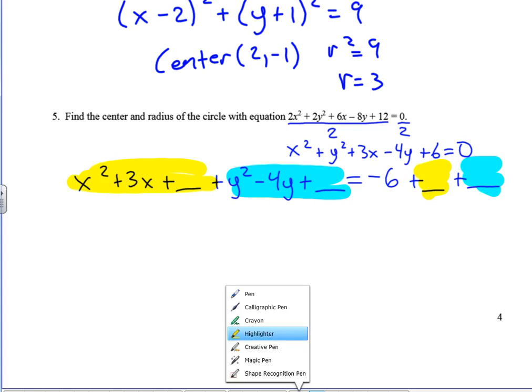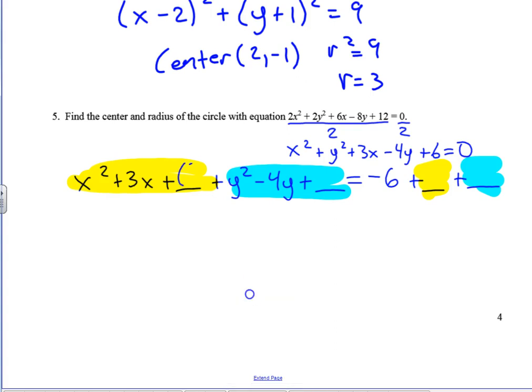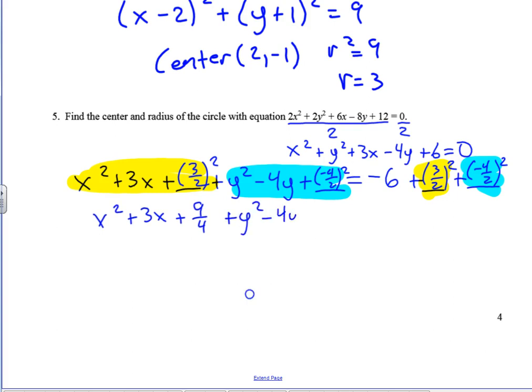So here we go. Let's see, what are we going to add? 3 divided by 2 squared, and then negative 4 divided by 2 squared. So this would be x squared plus 3x plus, this will be 9/4. Y squared minus 4y plus 4 equals negative 6 plus 9/4 plus 4.